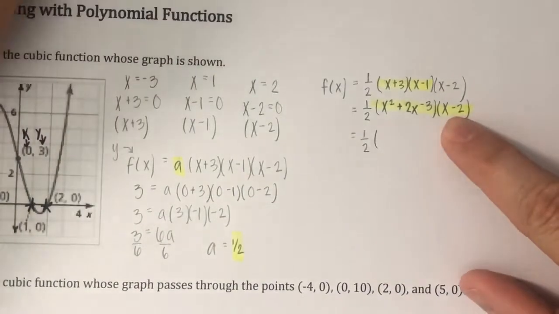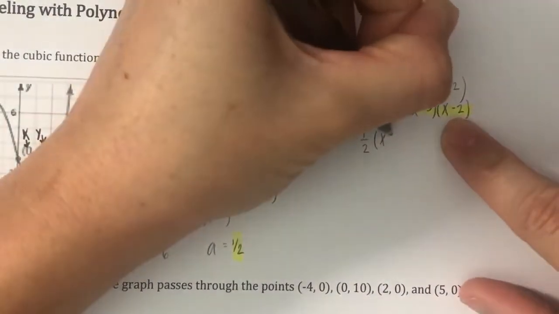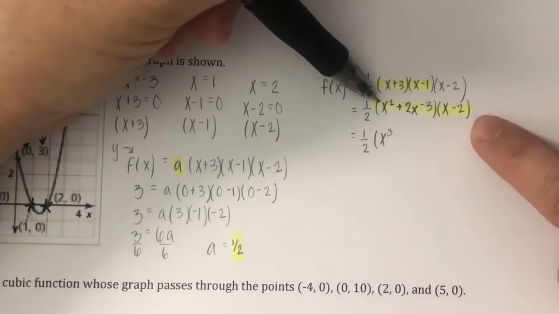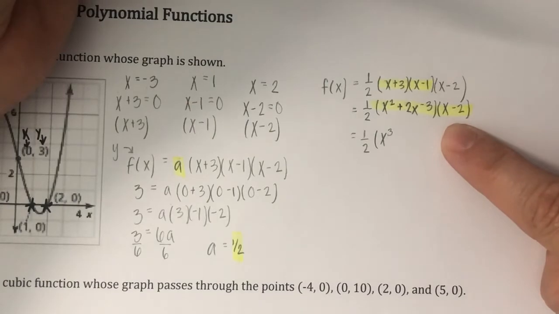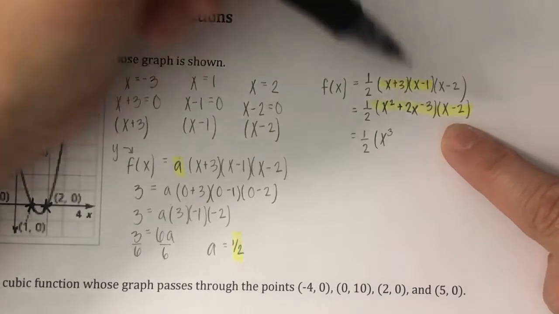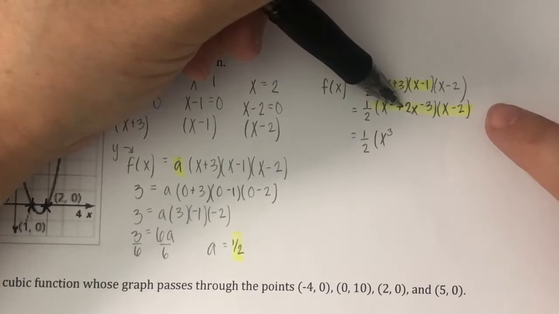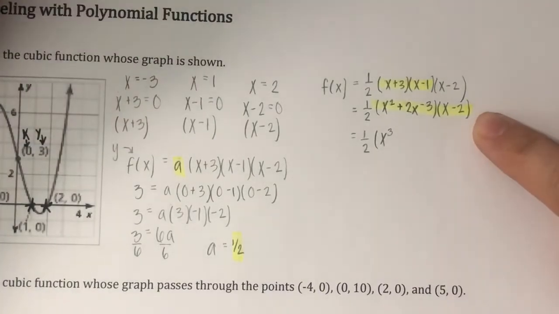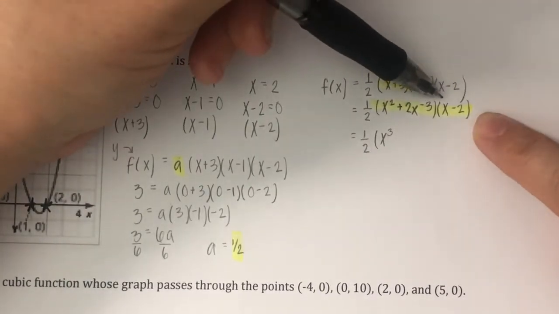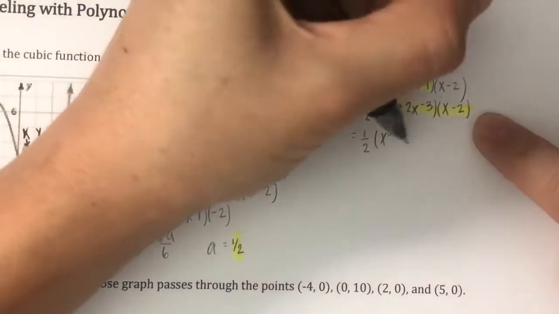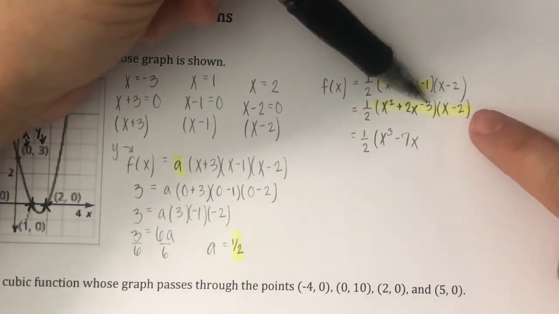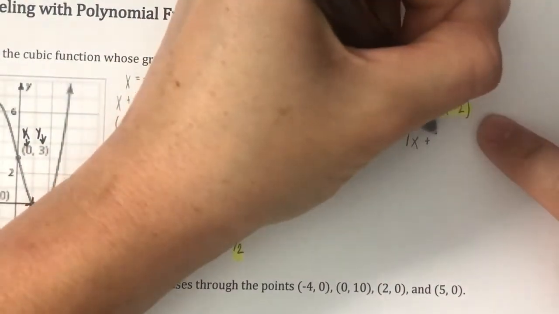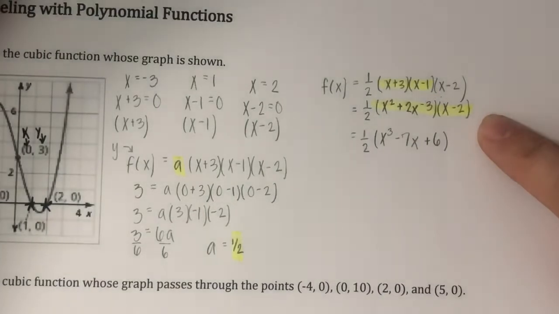So x squared times x is x cubed. X squared times negative 2 is negative 2x squared. And then 2x times x is 2x squared also, so those cancel each other out. Then 2x times negative 2 is negative 4x, and negative 3 times x is negative 3x, so together that's negative 7x. And then negative 3 times negative 2 is positive 6. We have 1/2 times x cubed minus 7x plus 6.